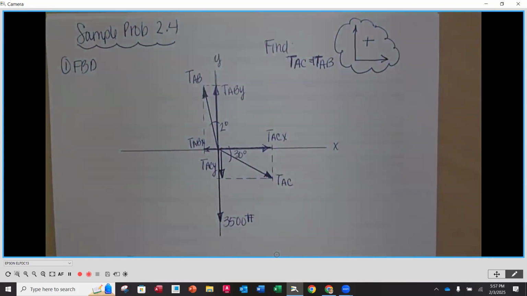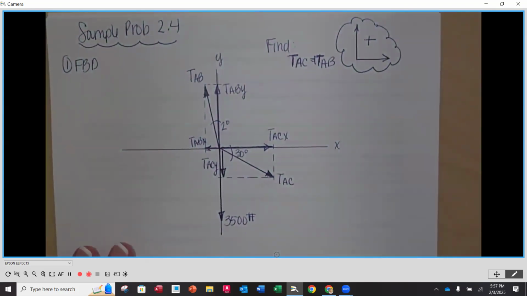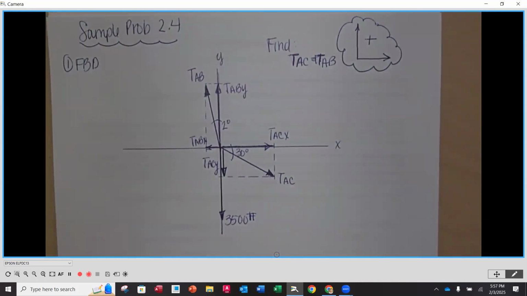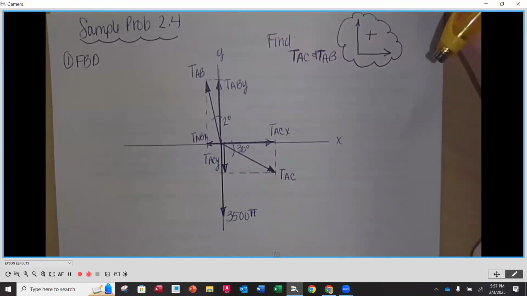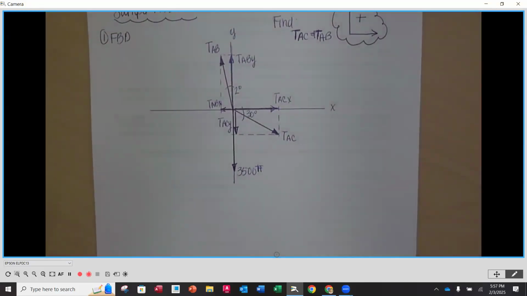So make sure you draw them and label each one. And that's where making a nice big diagram helps out a lot. Okay. So now that I have my components in place, I need to now solve for them, right? I need to solve for them.